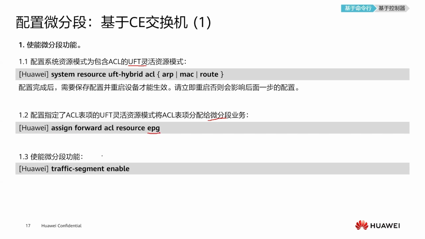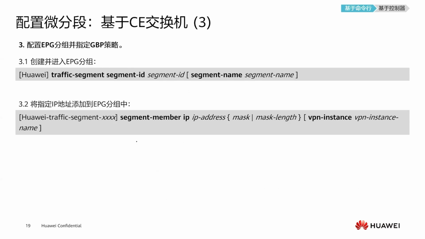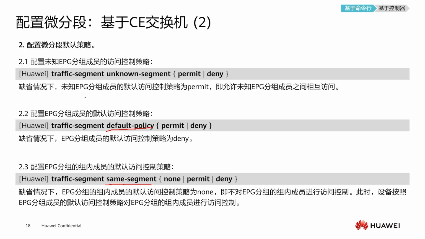Then we use our segmentation function, which is traffic segment enable. Afterwards, we configure the default behavior between groups. We've said before that it has default behaviors. You don't have to configure it, but you can manually do it for things like unknown segment, default policy, and same segment, as well as between segments. We can also do this and show everyone just the default groups, which are microsegments, and then members within can also be configured for default policy.